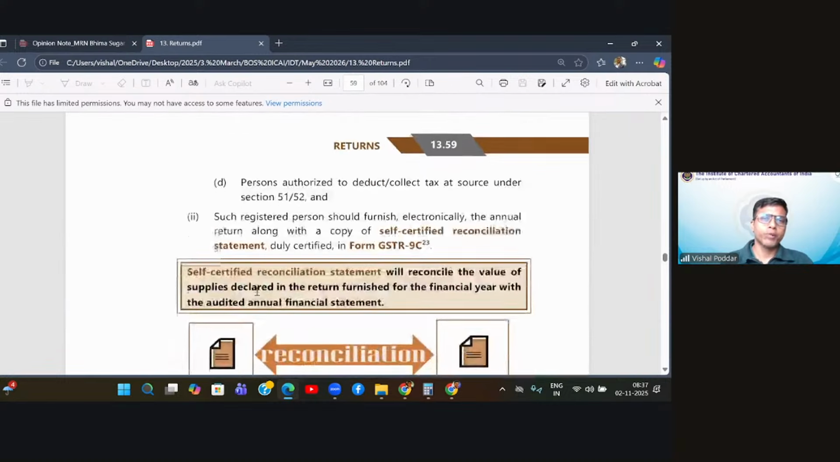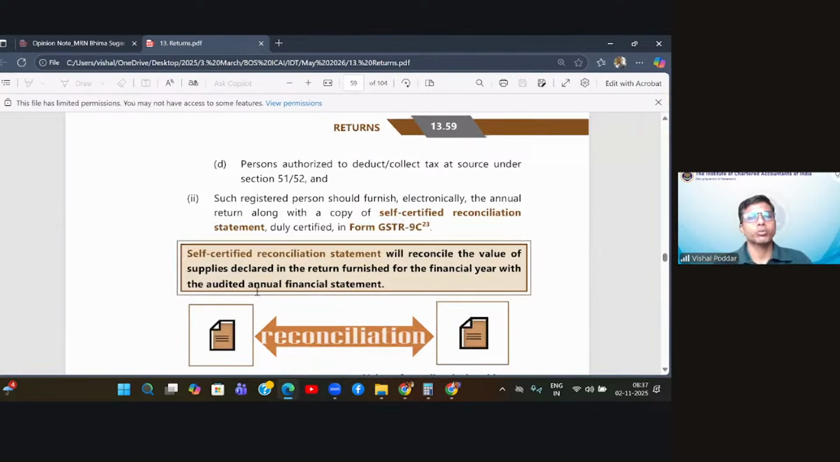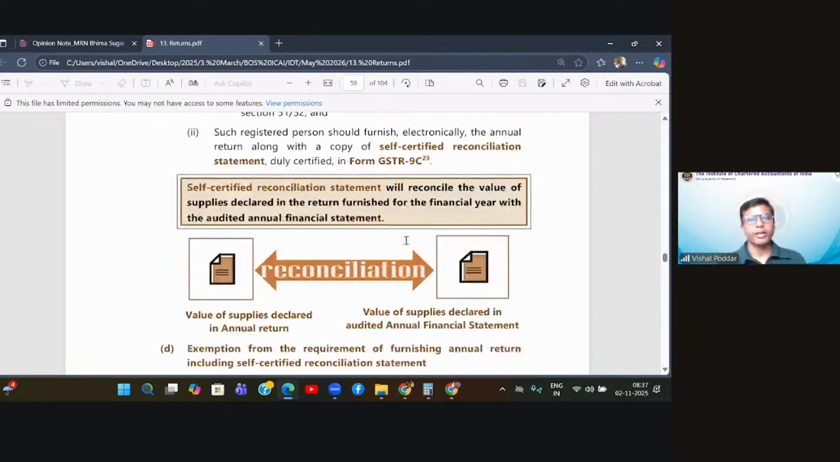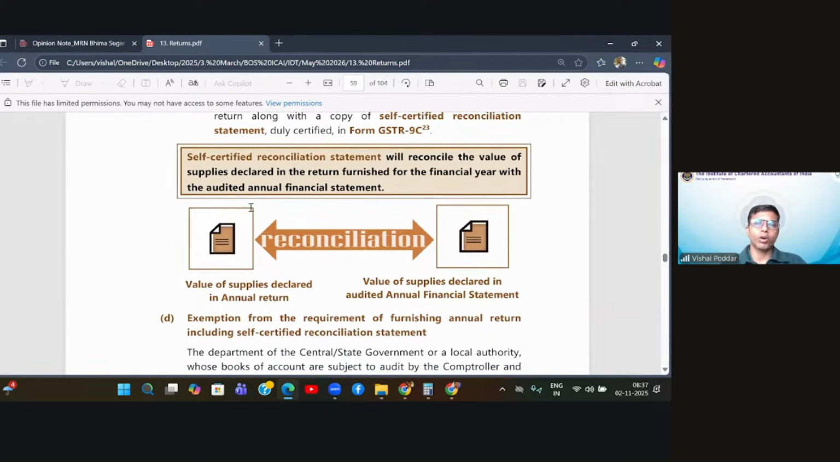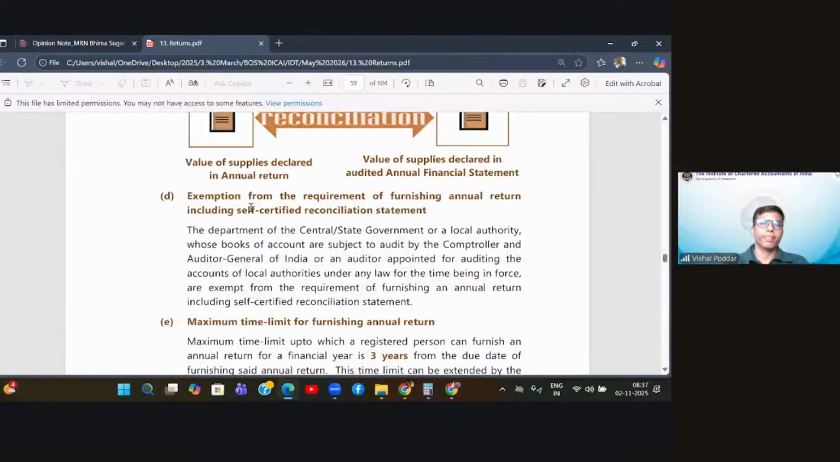So those who are not having annual returns obviously need not also file the reconciliation statement. Presently this statement, which is a self-certified statement, is filed in 9C, and in this you reconcile your financial books with your GST annual return.